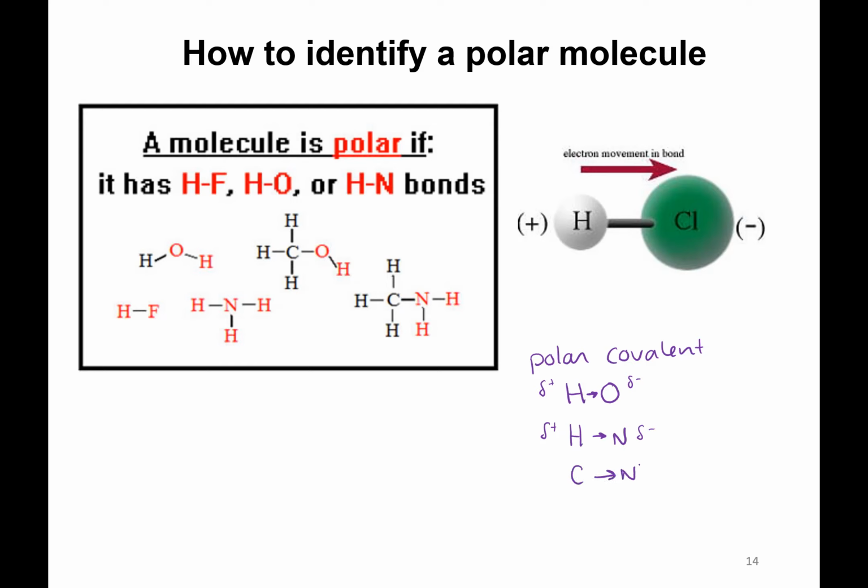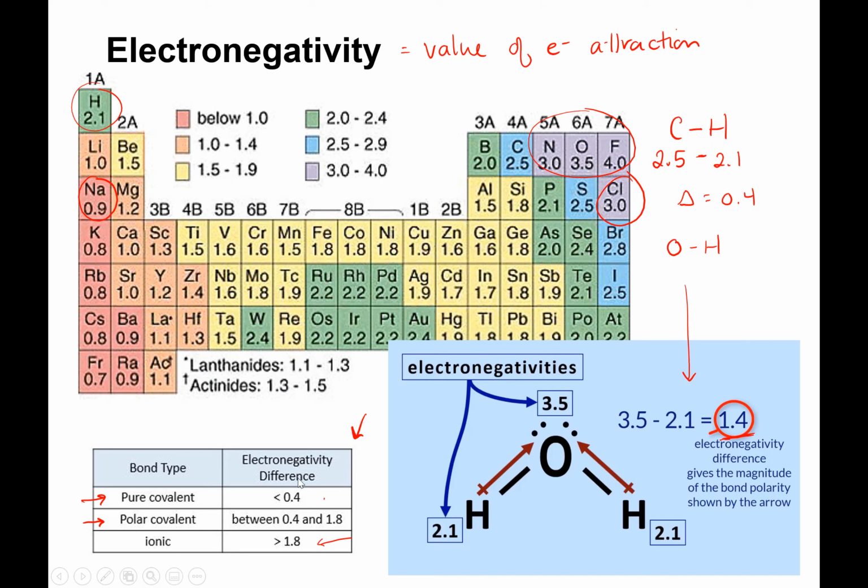Carbon and nitrogen can form polar covalent bonds, as well as carbon and oxygen. So when you see oxygen and nitrogen bound to hydrogen or carbon, you're going to know that these are polar covalent bonds, which makes that part of the molecule polar. And it all has to do back with electronegativity and the difference between the electronegativity values of the different ions.